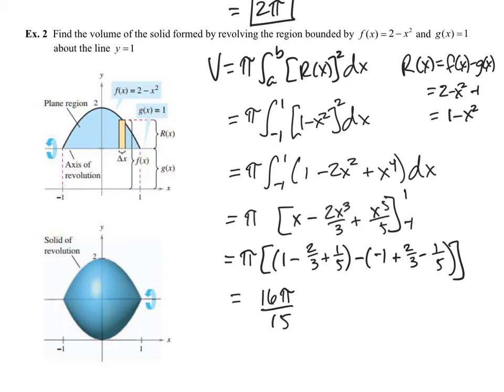Okay, so what did we just do? We used our formula to find the volume of a solid that occurs when you take a region and rotate it about a horizontal axis. And when we do that, we would get this shape. It's been rotated about this line, y equals 1, and the volume of that shape would be 16 pi over 15, some kind of units cubed.